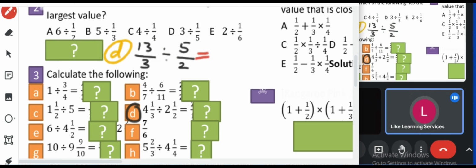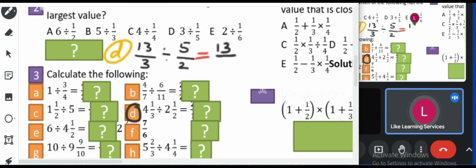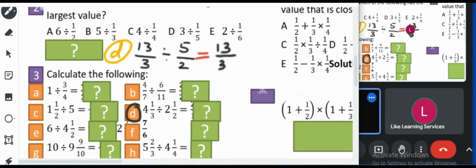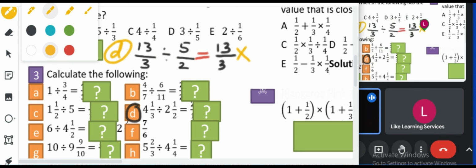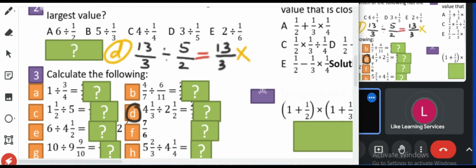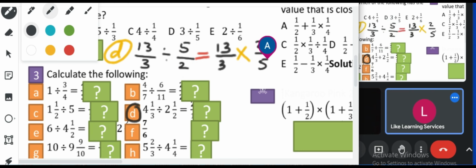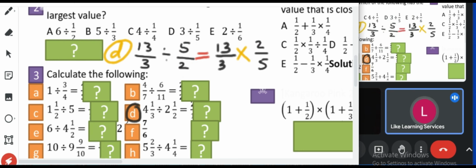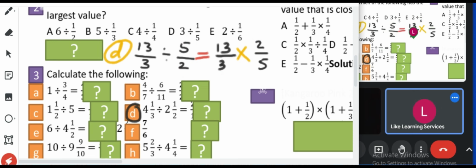Does it remind you of something? Yes, you know that. When you're dividing, you change the division to multiplication. And then it becomes 2 over 5. You flip only the next fraction after the multiplication. So times 2 over 5. Is there anything that can divide up and divide down? No. So you just multiply out the answers. Write it out here.